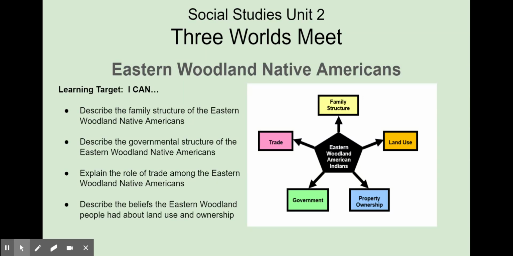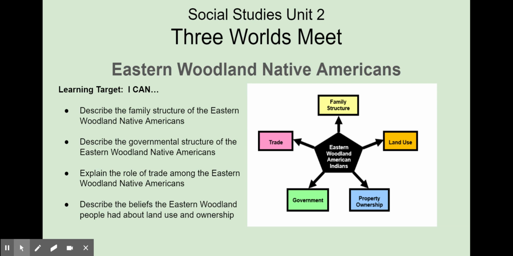This lesson is part of our Social Studies Unit 2, Three Worlds Meet. In this lesson, we will be learning more about the Eastern Woodland Native Americans. The Native Americans of the Eastern Woodland region will be among the first people in North America to be impacted by the interactions of the Europeans, Africans, and Native Americans.